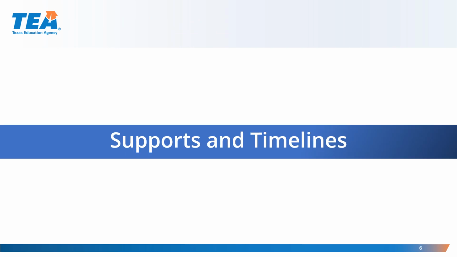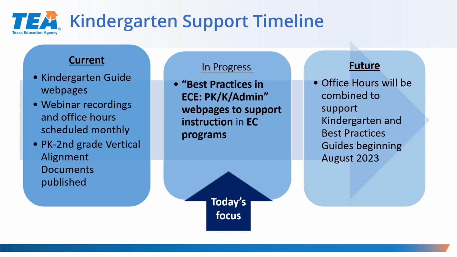First, let's start with reviewing the current supports and timelines for the Kindergarten Guide work. We currently have the Kindergarten Guideline documents published on our webpage. These include webinar recordings as well as office hours dates. In addition, we have our pre-K through second grade vertical alignment documents available in all domains within the Educator Resources webpage. Our work currently in progress includes the best practices in early childhood education pre-K, kindergarten, and administrator guides.